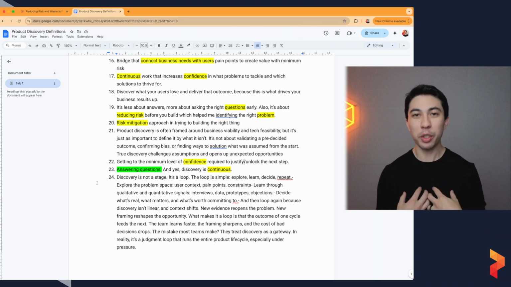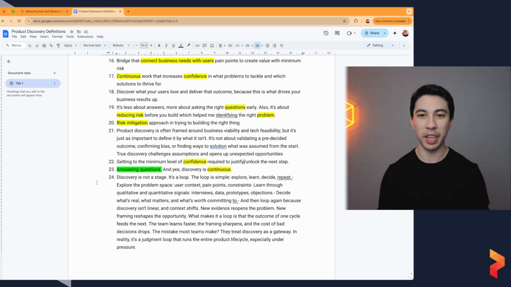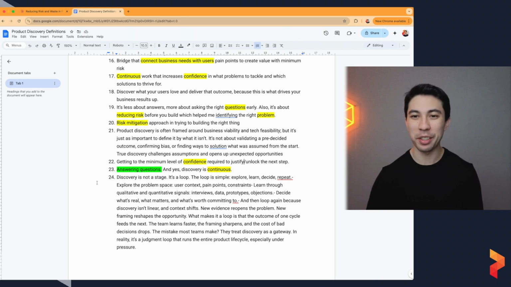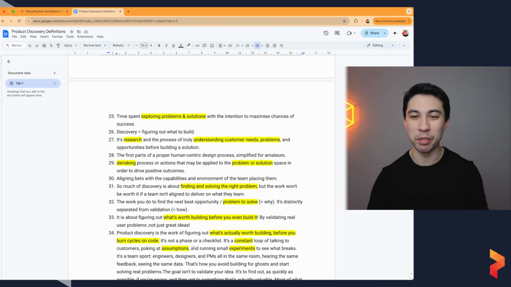I personally wouldn't use it as a definition because I think it's a little too simple. People are like, well, I can just ask questions and answer them, and we need to get a bit more specific around what questions. But I love the simplicity, and it's probably going to make its way into my toolkit of how I talk about product discovery in some shape or form in the future for sure.